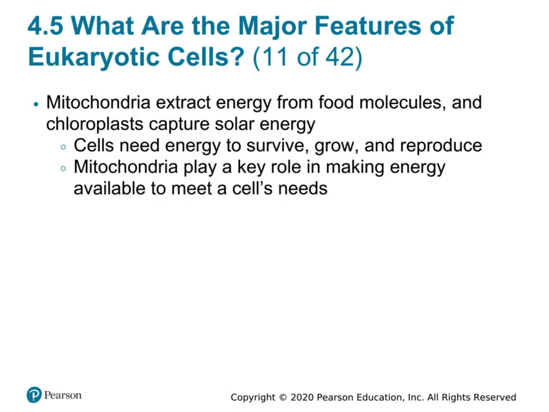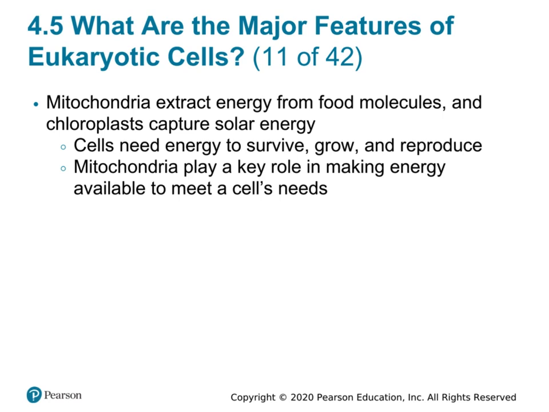Let's talk about mitochondria and chloroplasts. Mitochondria make ATP by extracting energy from food molecules, whereas chloroplasts capture solar energy. So it may at first sound like they do something very similar. But mitochondria actually convert that energy from food molecules into adenosine triphosphate, or ATP. ATP is more readily usable than energy from food storage.